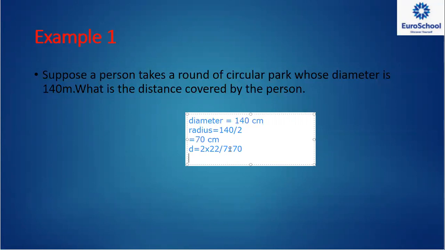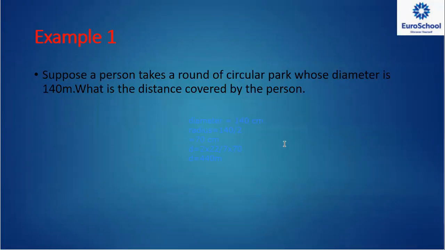So distance covered by the person comes to 440 meters. Yes, if the diameter of the circle is 140 meters, the total distance covered by the person is 440 meters. So this is how you calculate the distance covered by a person.